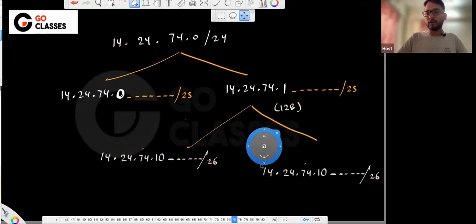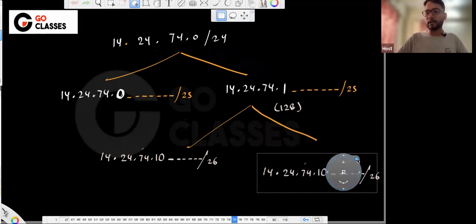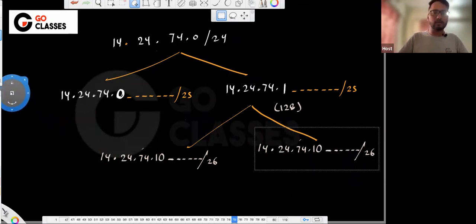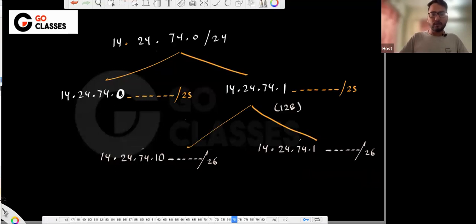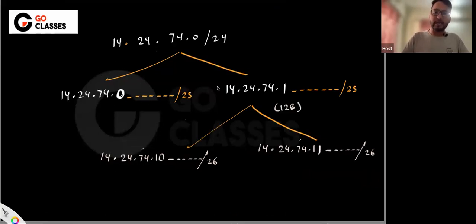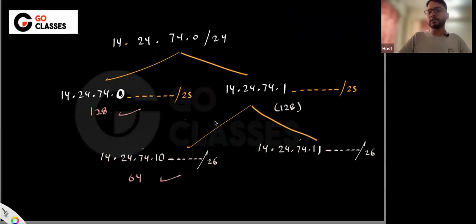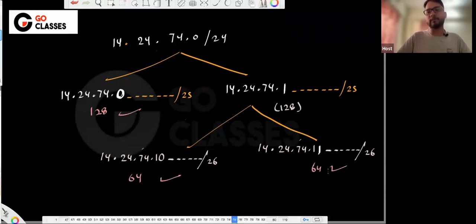Similarly, you will say if instead of 10 it is 11, then it is just another block, right? Now my requirement is fulfilled till now, which means this is having 128 addresses, I will give this; this is having 128 addresses, I will give this; this is having 64 addresses, I will give this; and this is having again 64 addresses, I will give this.